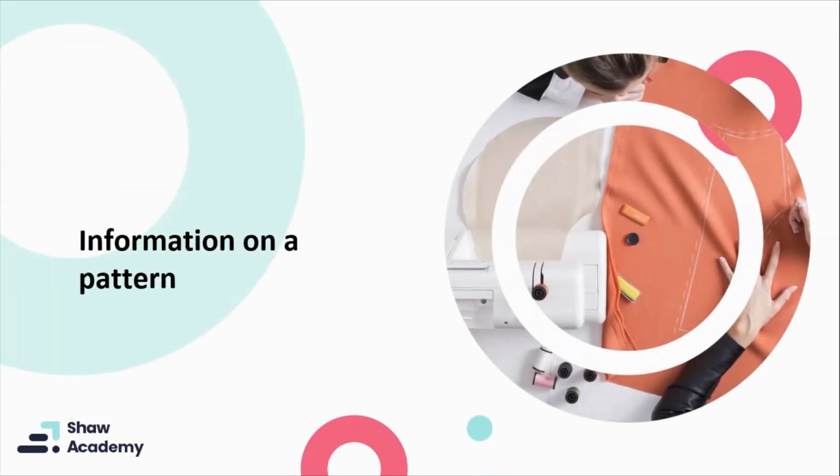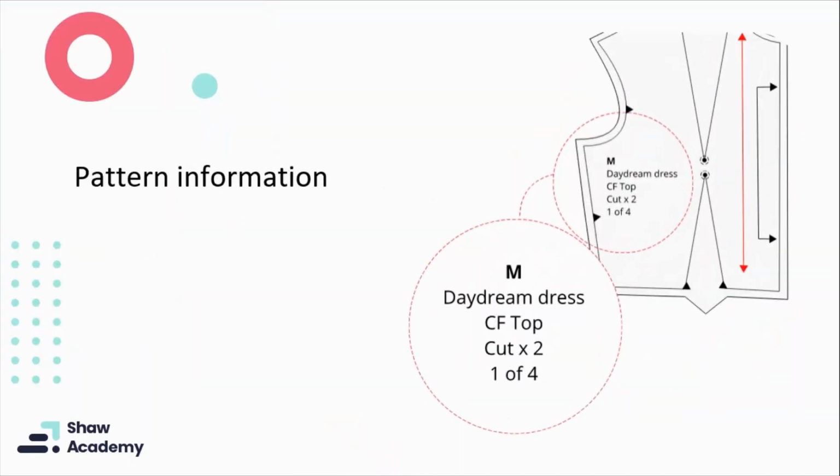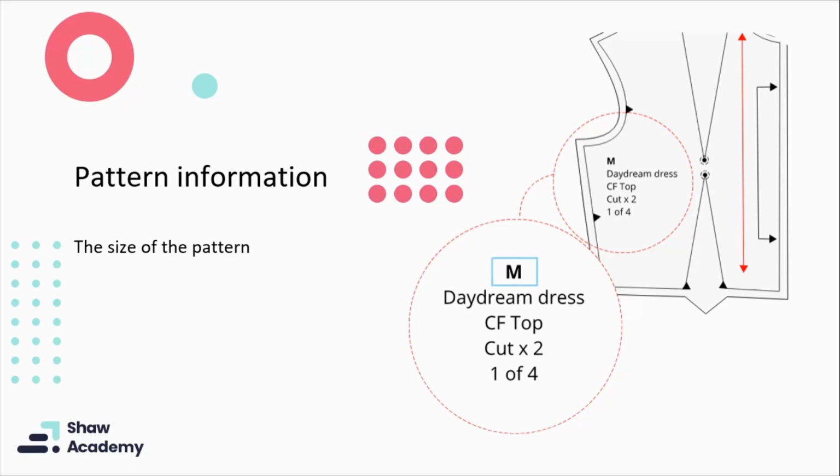When drafting a pattern, the following information, along with the important symbols, should be added to each pattern piece to avoid confusion and create consistency across pattern pieces. First, we have the size of the pattern. So, who can tell me what the size of this pattern is? This is the size. It is an M and it stands for medium.